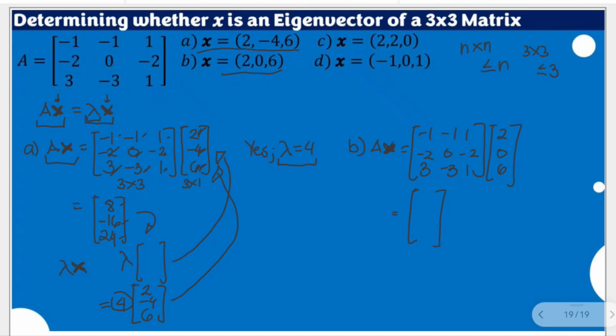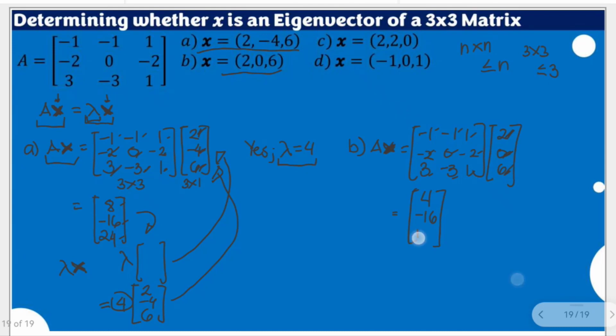Let's try to solve them step by step. -1 times 2 is -2, 0, and 6. -2 and 6, you have 4. Then -2 times 2 is -4, another 0, then -2 times 6 is -12. -4 and -12, so you have -16. Then you have 3 times 2 is 6, another 0, and 1 times 6 is 6.